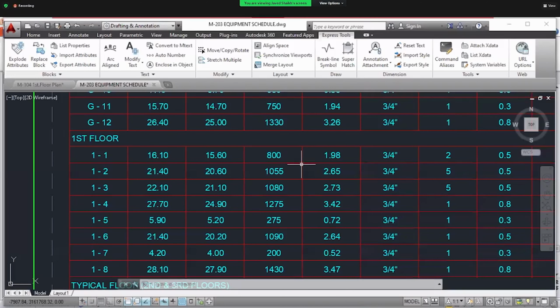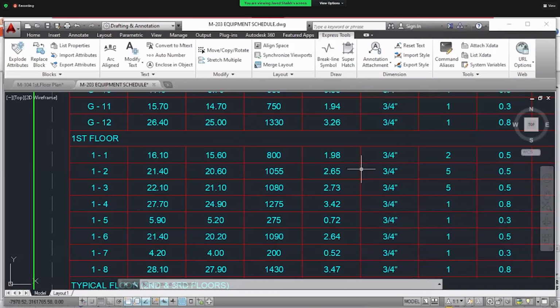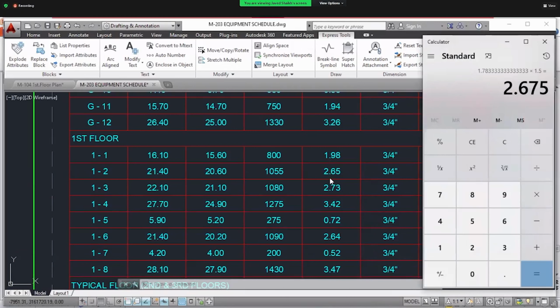Here it shows 2.65, so there is a little difference. The correct value is 2.67, so instead of 2.65 we can use 2.67. It is more accurate.